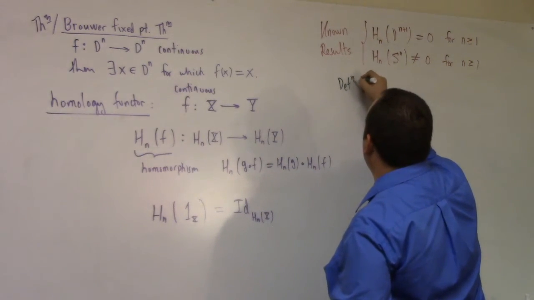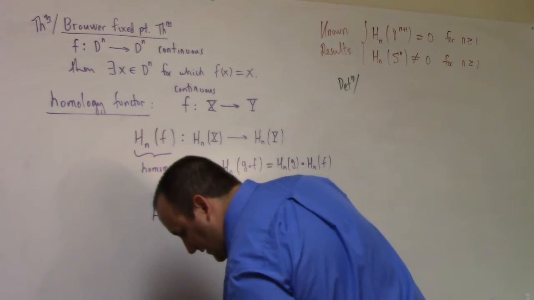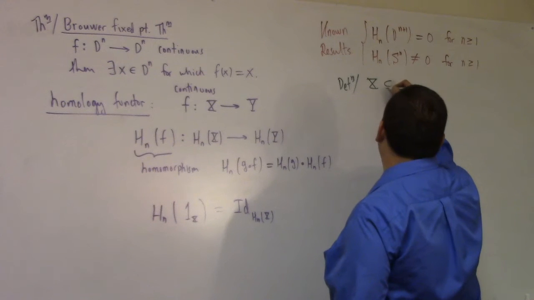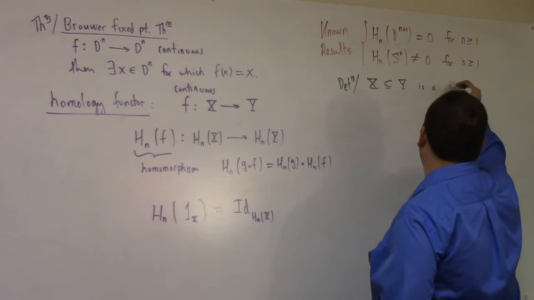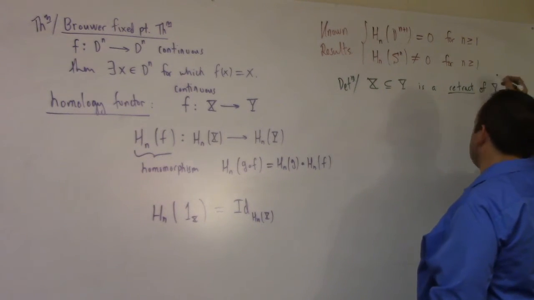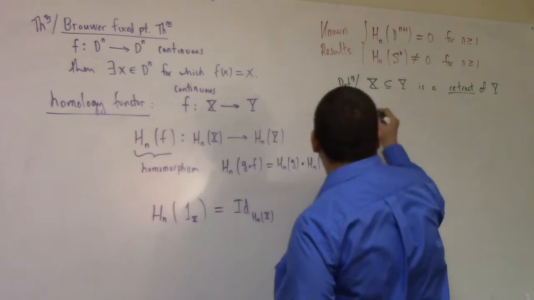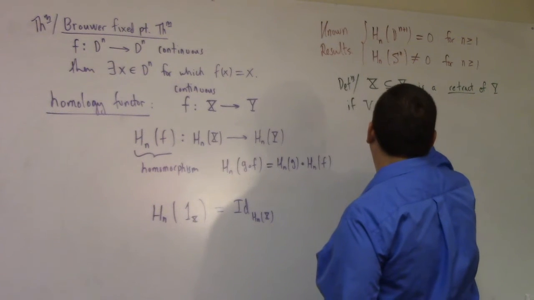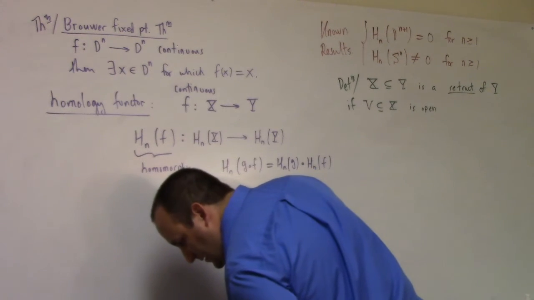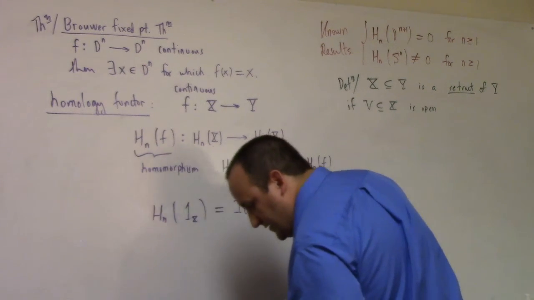I think we talked about this some last semester, but it's good to review. A subspace X of a topological space Y is a retract of Y. So X subset of Y is a retract of Y if a subset V of X is open if and only if V is equal to the intersection of X with some open subset U of Y.